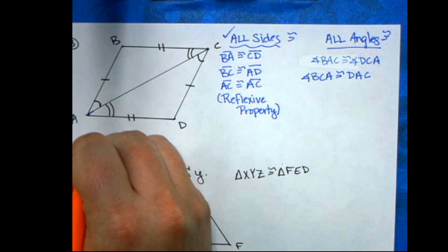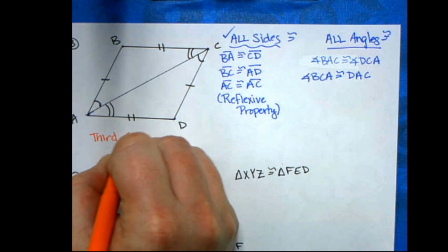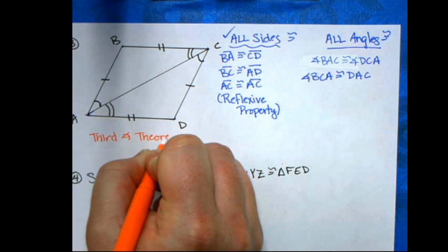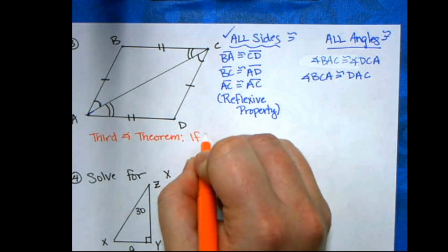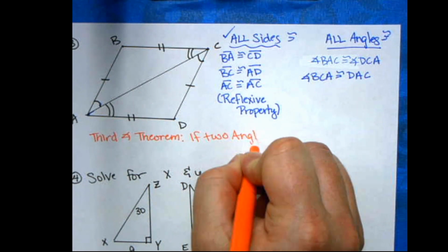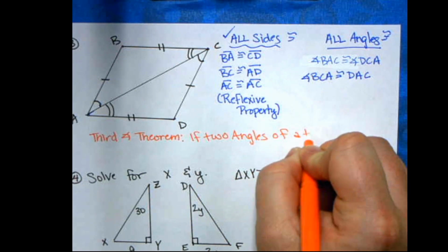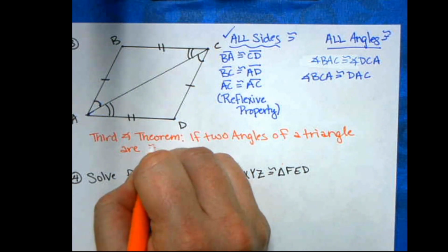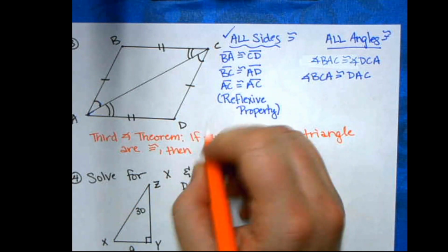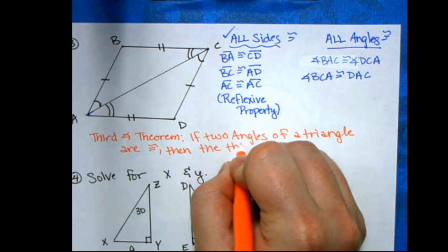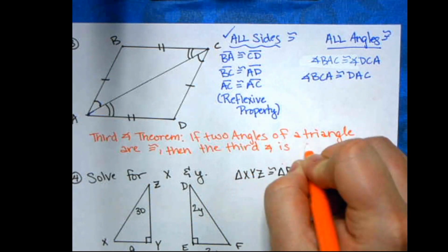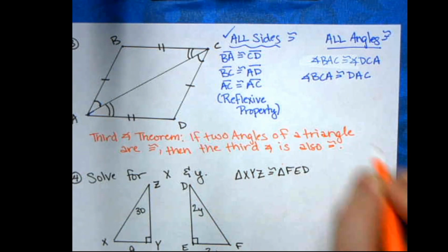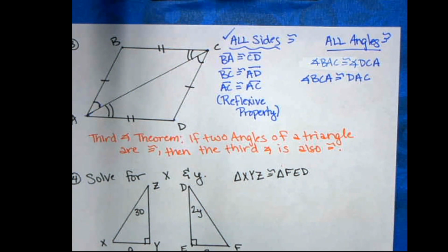We have something called the third angle theorem that says if 2 angles of a triangle are congruent, then the third angle is also congruent. To abbreviate, I'm using the symbol for congruent rather than writing out the word. Same with the angle, I use the symbol for angle instead of writing out the word.